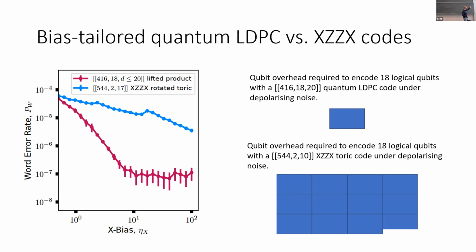The quantum LDPC code we're considering is the same one from the last slide, and the blue line is the toric code. If you go over to the far left, you see that they have approximately the same word error rate. So you might be asking, what exactly are we gaining? What this plot doesn't tell us is the fact that the quantum LDPC code encodes 18 logical qubits, whilst the toric code only encodes 2. So what we actually find is that in going from our topological codes to our quantum LDPC code, we're reducing the overheads by approximately a factor of 12.